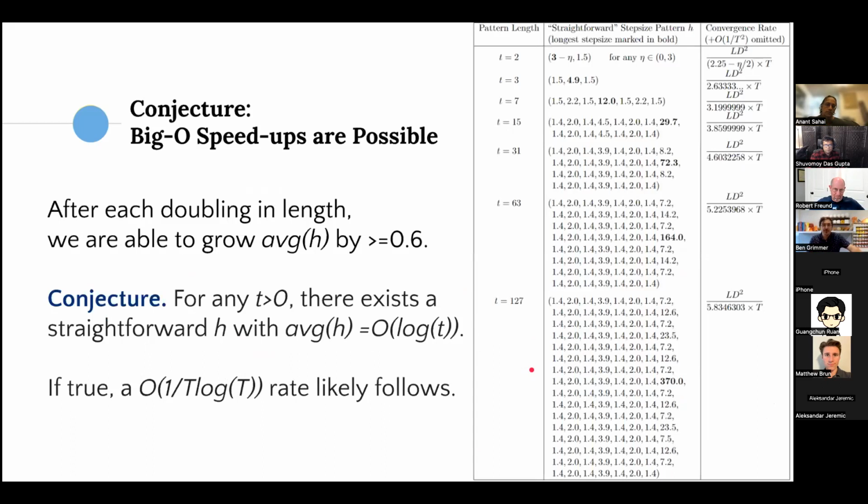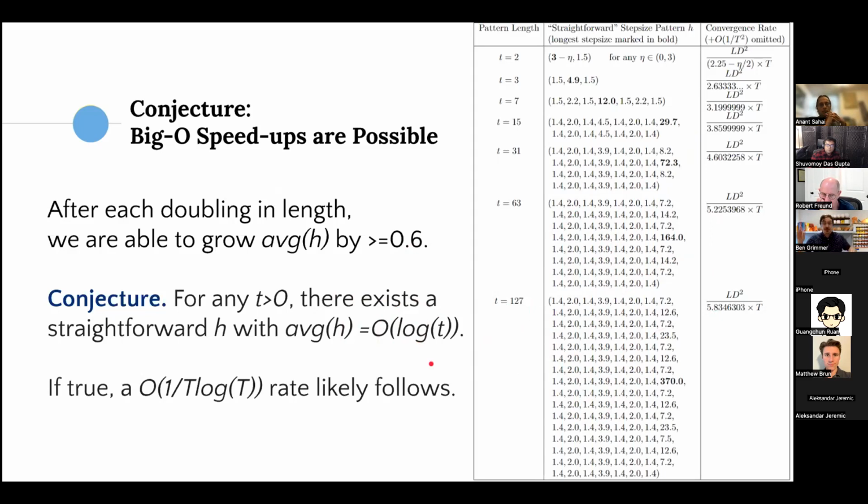All right, so from this table, I have a conjecture. I think we can get big O improvements. So as you go down this table, the best thing I found from my discretization would grow by about 0.6 per doubling. So each time I went and searched for a pattern that was better and twice as long, my average went up by 0.6. That points to there being patterns that grow logarithmically.